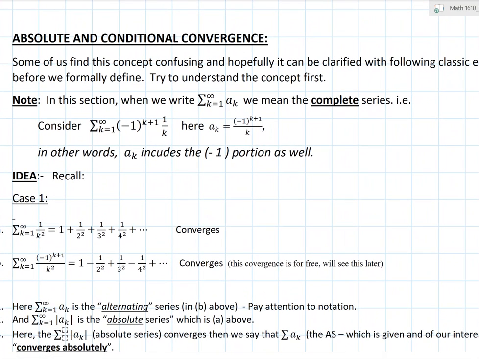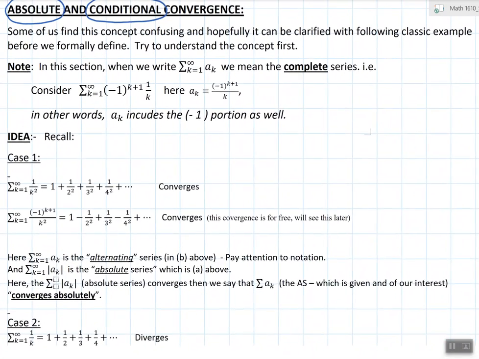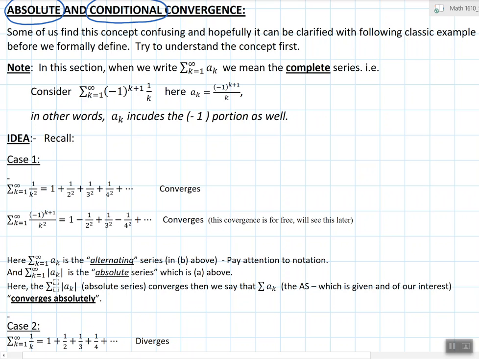Okay, so the final section in this alternating series topic is the concept of absolute and conditional convergence. Again, first I'll try to explain intuitively and give you the idea, and then we'll do the mathematical and mechanical version of it. Some students find this concept a little confusing, but hopefully it will be clear with these examples before we give the formal definition. So please try to understand this.